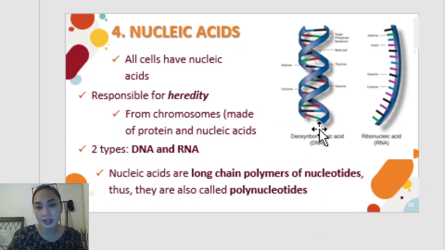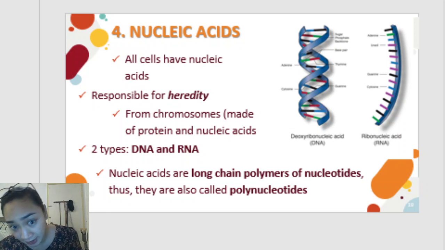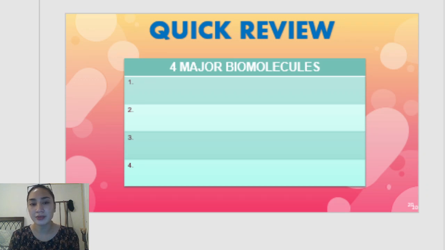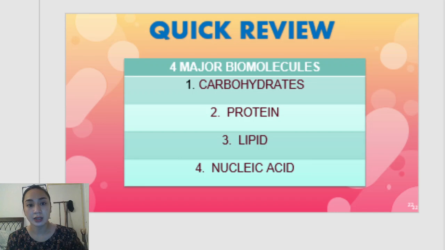It says here, DNA stands for, ano nakalagay? Deoxyribonucleic acid, and then yung RNA is ribonucleic acid, no? And they are long-chain polymers of nucleotides, but they are also called polynucleotides. So, quick review. So, we have 4 major biomolecules. First is carbohydrates. Second is protein. Third is fat or lipids. And then fourth is nucleic acids. No? So, yan. Carbohydrates, protein, lipid, and nucleic acid.